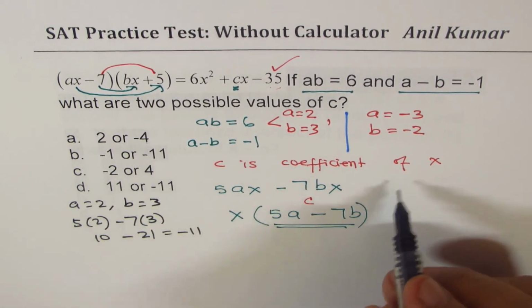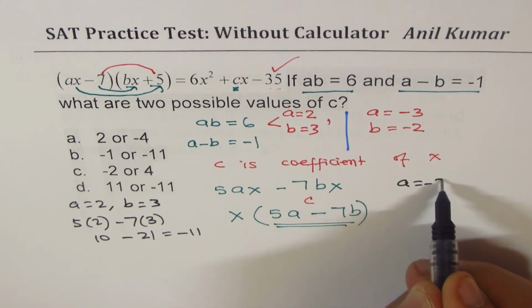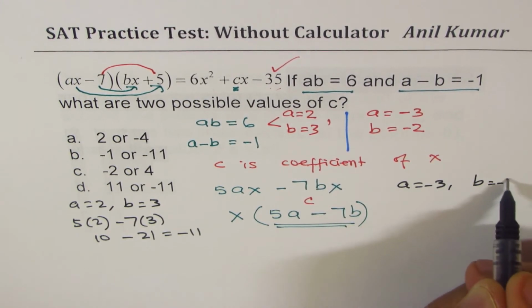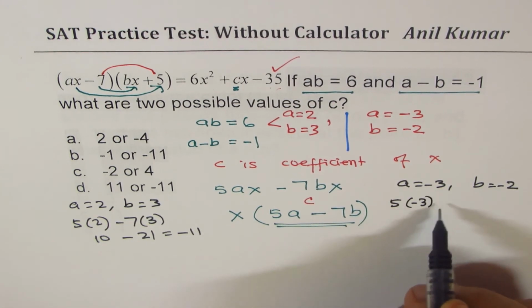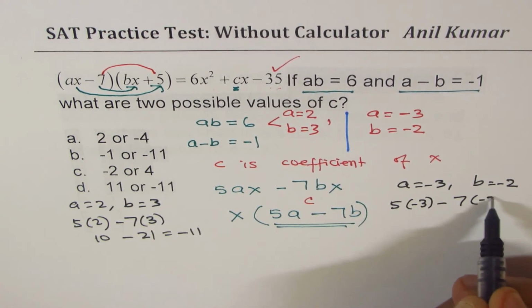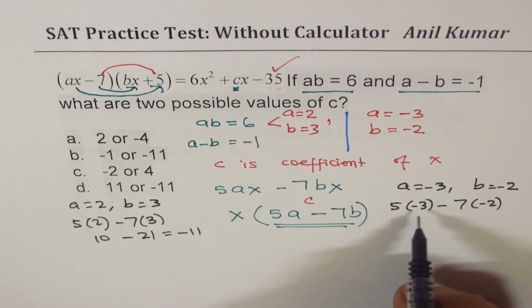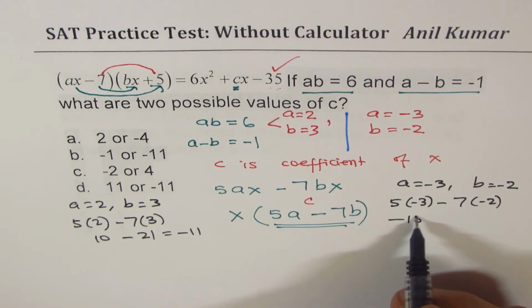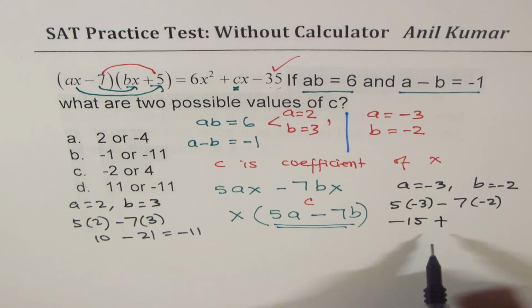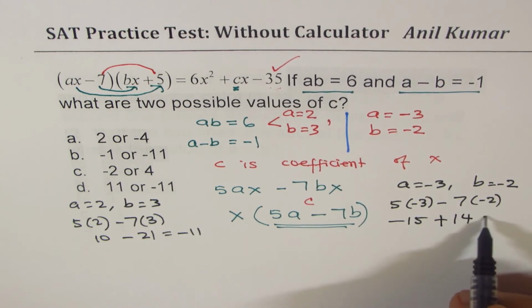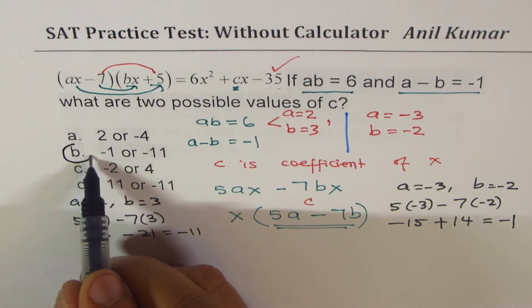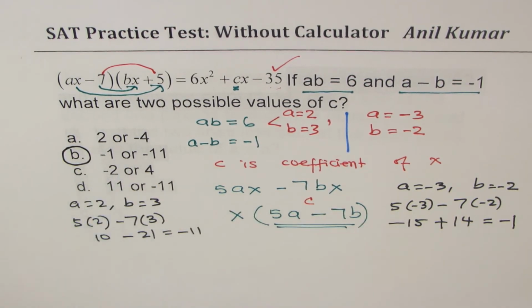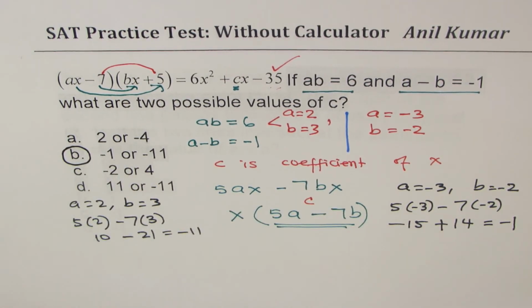Let's do the other one also. A equals minus 3, B equals minus 2. When I substitute, I get 5 times minus 3 minus 7 times minus 2. So I get what? Minus 15, and minus minus becomes plus 14. So I get minus 1. So my answer is option B, which is minus 1 or minus 11.